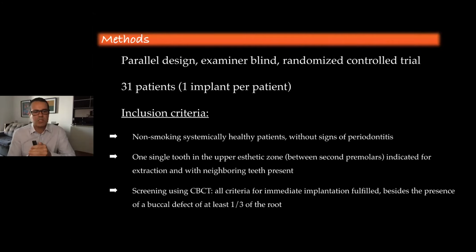These patients were screened to enter the study using CBCT images, and all criteria for immediate implantation were fulfilled, besides the presence of a buccal defect of at least 1/3 of the root. And indeed, they were very large, on average 7 to 8 millimeters apical to the coronal margin.